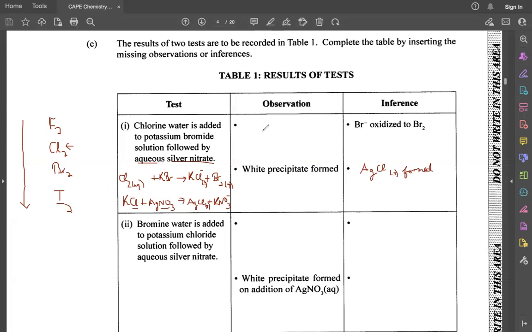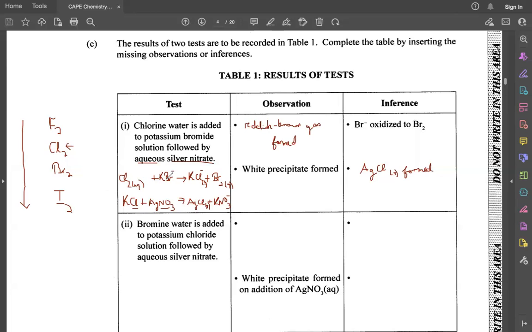And from this first observation, what would we observe? Well, what we would observe is that this bromine gets formed. This halogen gets formed, and that's a reddish brown gas. So we'll see that there's a reddish brown gas formed. And that tells us that this bromide ion that was in the KBr was in fact displaced by this more reactive chlorine.